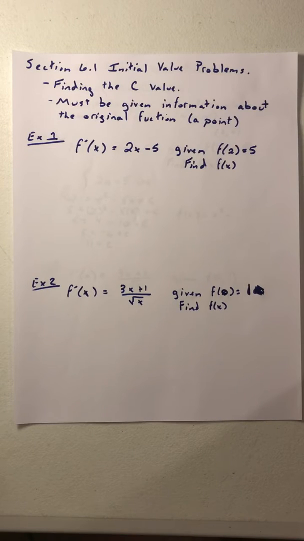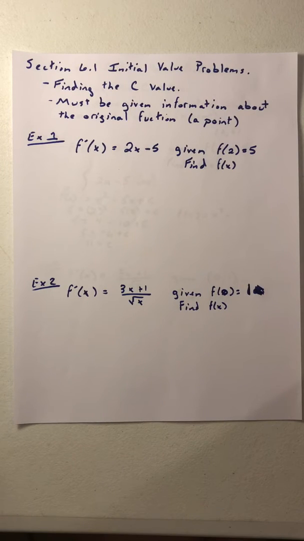Today we're going to work on initial value problems. Initial value problems is a fancy way of saying that we're going to find the C value. In order to be able to find that C value, we have to be given information about the original function. Generally, they're going to give us a point. They're also going to give us the derivative. So if I have the derivative and a point, I can find the original function.